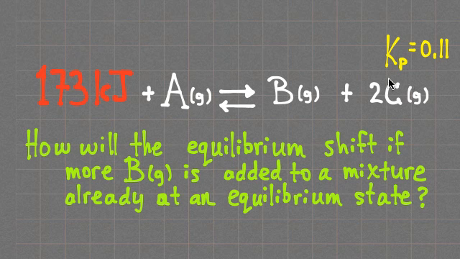And if you throw in too much of one reactant or too much of another reactant, she will shift this way to get rid of some of this, or she'll shift this way to get rid of excess A, so that the ratio in that mathematical sense we've defined is still 0.11.